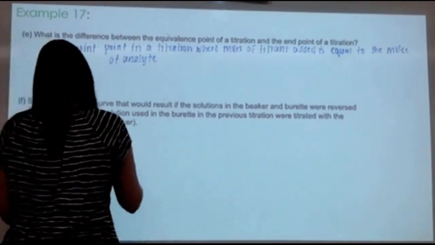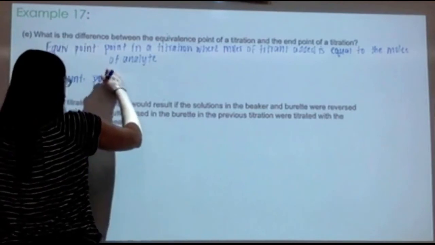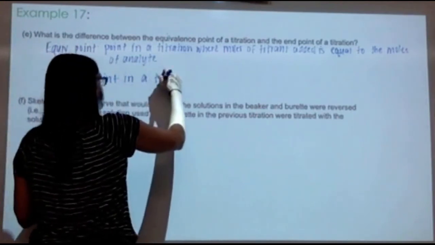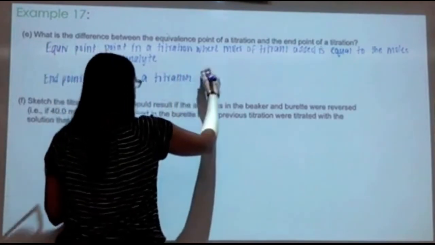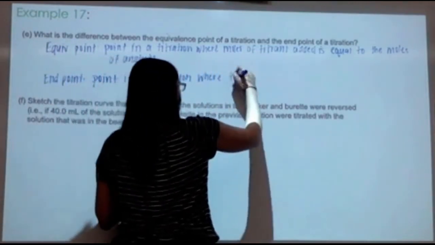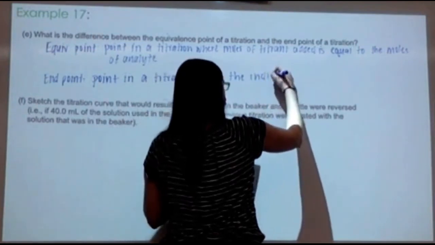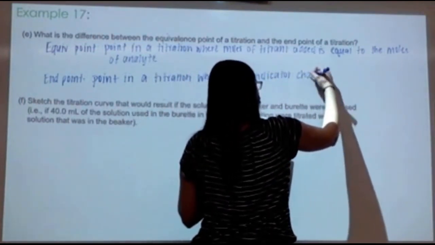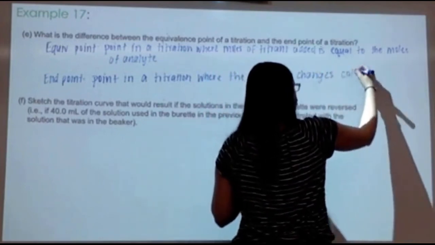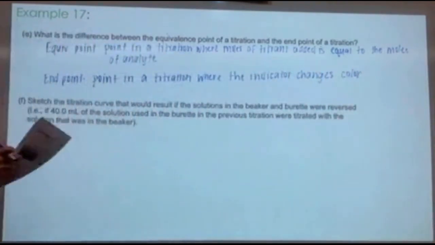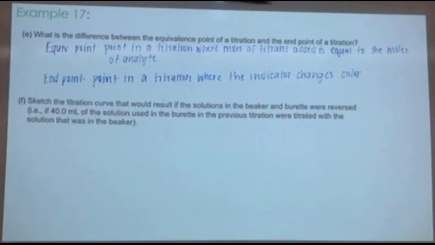The end point is the point in a titration where the indicator changes color. So if we are doing a titration and we don't have an indicator, we're not going to see an endpoint. If your indicator changes color in the same range in which your pH of the equivalence point is, your end point and equivalence point should be at about the same time.